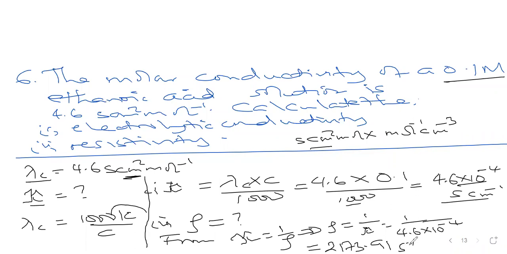per siemen centimeter. Per siemen is the same as ohm, because 1 siemen is 1 per ohm. That means 1 per siemen is 1 ohm. So you can give it as per siemen centimeter or ohm centimeter as the unit of resistivity. So briefly, that's how we could go by this question.